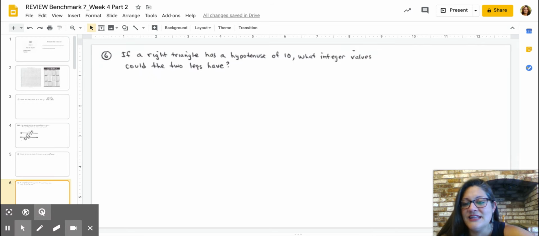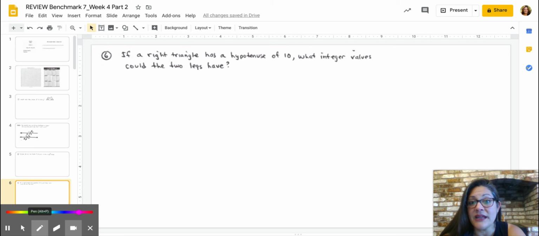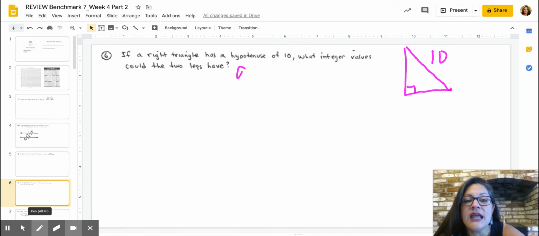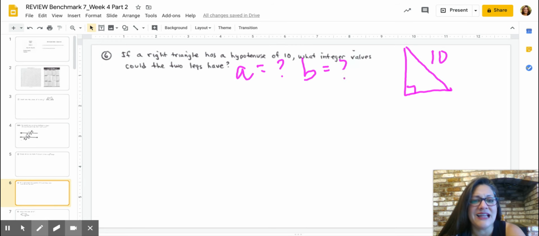All right, number 6. If a right triangle has a hypotenuse of 10, let's draw our right triangle. Hypotenuse is the long one, hypotenuse of 10. What integer values could the two legs have? So that's just saying, what could a be and what could b equal? Okay, so 10, I don't know, we did 6 and 8 on the last one. Let's give it another try.